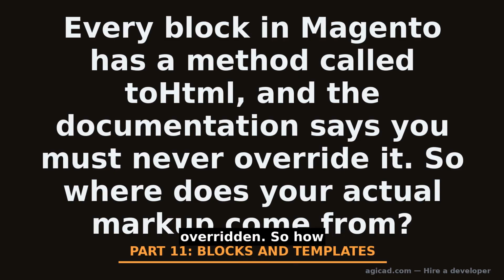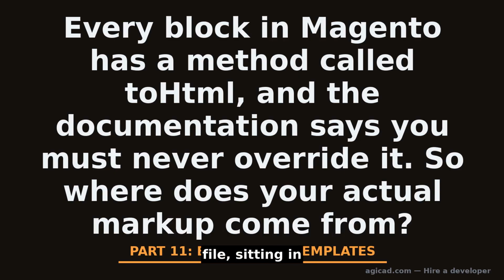to be overridden. So how does a phtml file, sitting in a view folder, ever get a chance to produce output? We open the real class hierarchy, the real hook method that subclasses do override, and the real call that hands a template file your block's own variables. Every file and every line comes from a real git checkout of the pinned 2.4.9 tag.